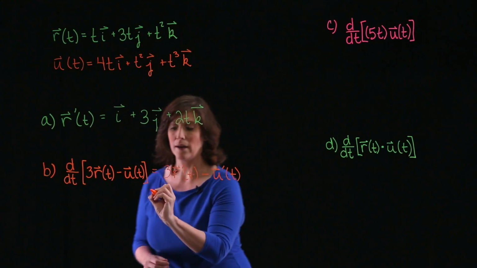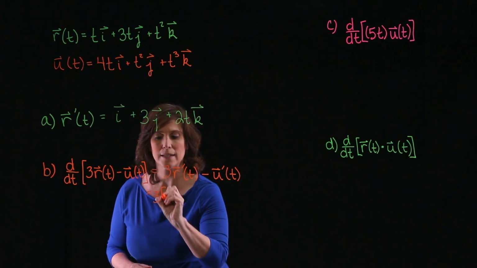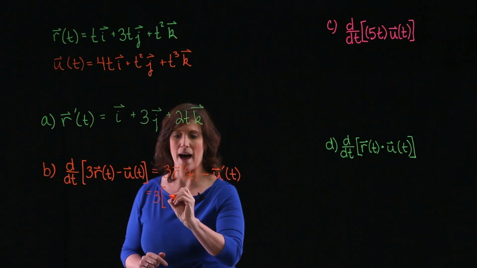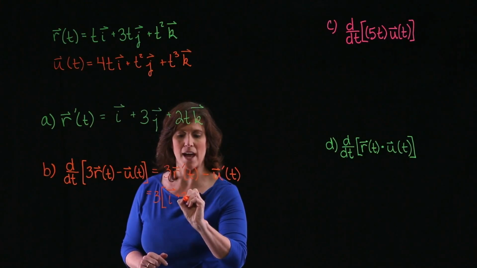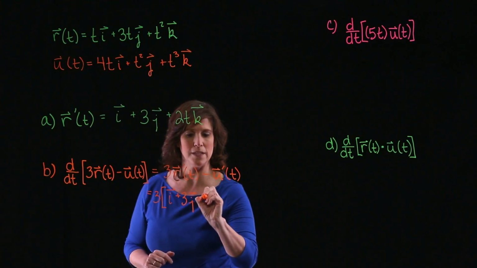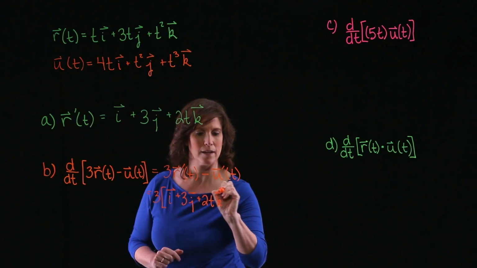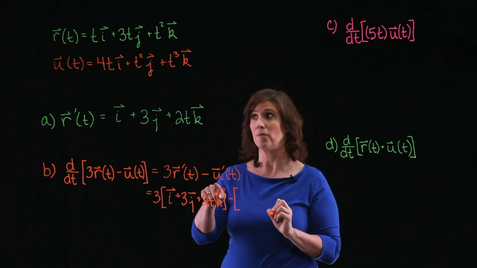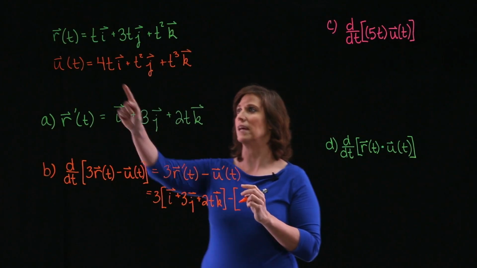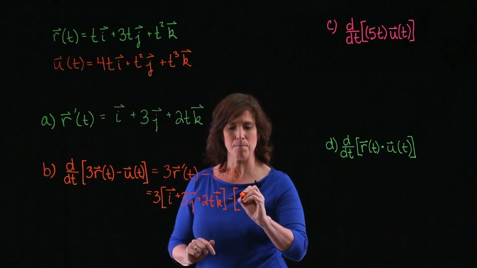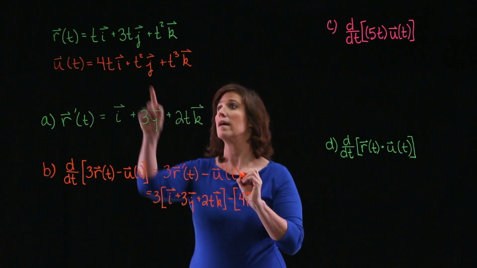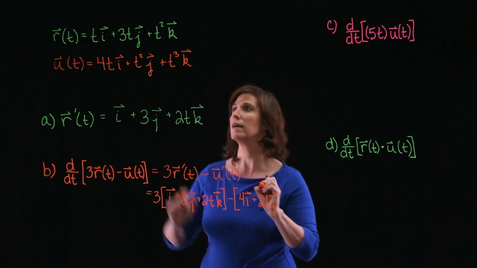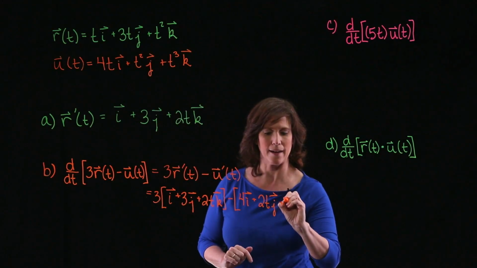Okay, so what does this mean? Well, I have 3 times r prime of t. I've already calculated that. That's going to be i plus 3j plus 2tk. And now I'm going to subtract the derivative of my vector function u. I haven't done that one yet, but it's easy enough to calculate. The derivative of u will be 4i plus 2tj plus 3t squared k.